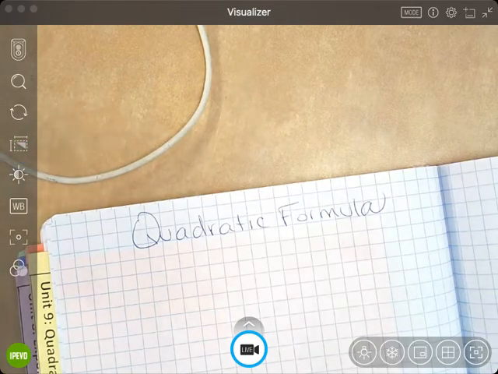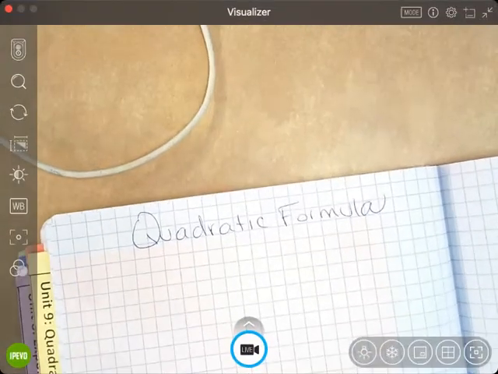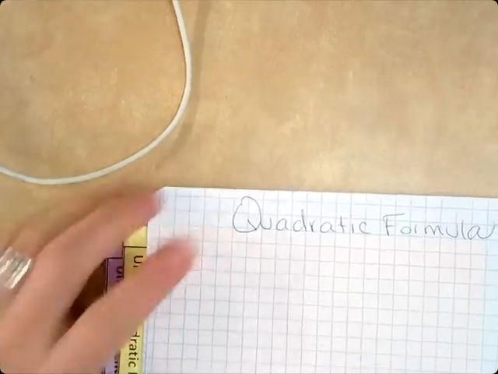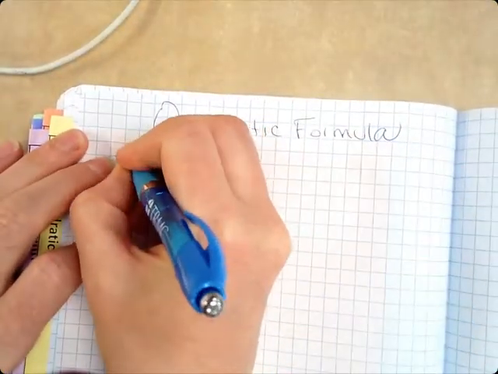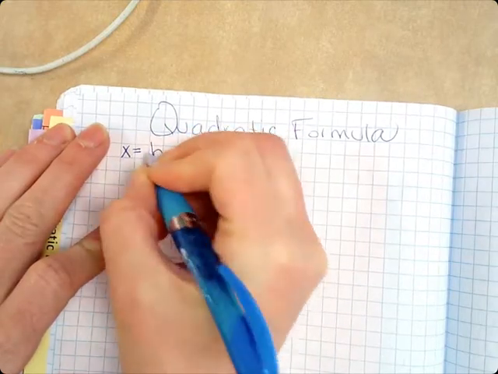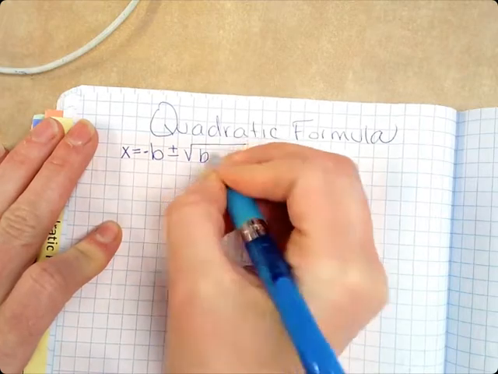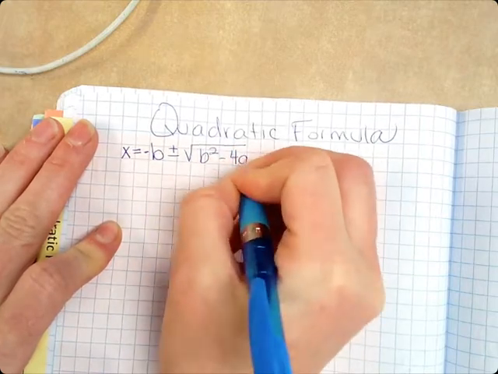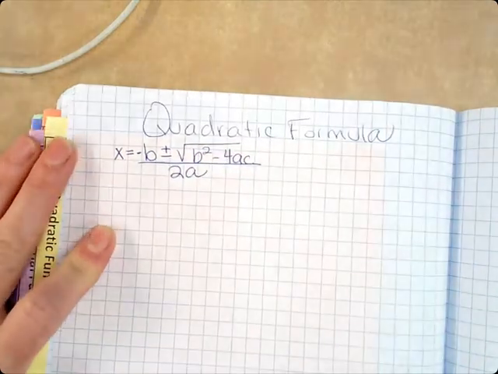Okay, let's look a little bit closer into the quadratic formula and how to simplify after you get your A, B, and C plugged into your formula. So let's write down what the formula is. x equals negative b plus or minus the square root of b squared minus 4ac, all over 2a.